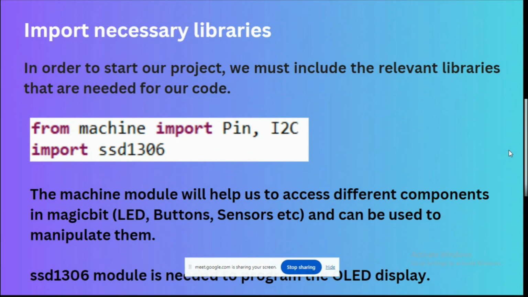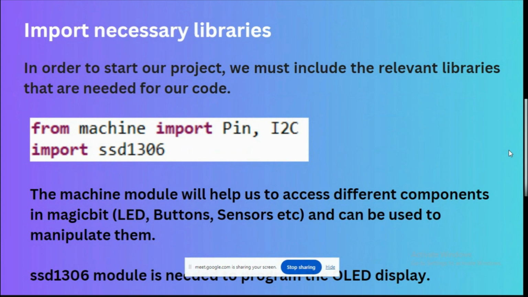In any kind of programming language, Python, Arduino, MicroPython, C++, the first thing we do is import the necessary libraries. For this program, we need two libraries: first machine, and second SSD1306. The machine library is used to get access to the different components available in the Magicbit or any kind of device like this. And to work with the OLED display, the SSD1306 library is used.